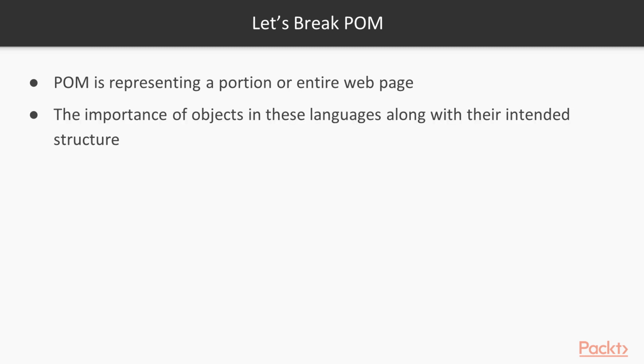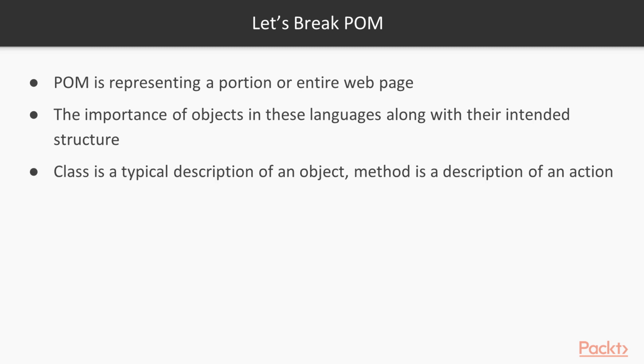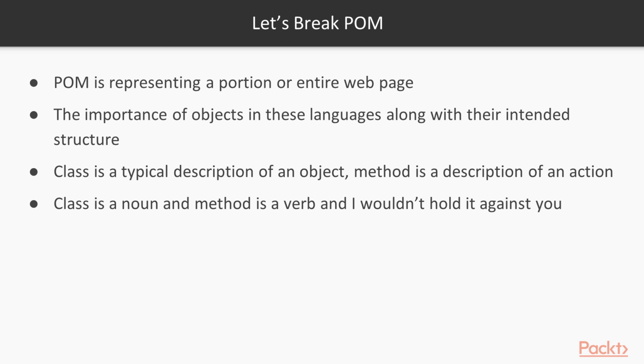If you come from an OOP language like Java or C#, you will most likely understand the importance of objects in these languages along with their intended structure. In a nutshell, class is a typical description of an object, method is a description of an action. You could say that class is a noun and method is a verb, and I wouldn't hold it against you.